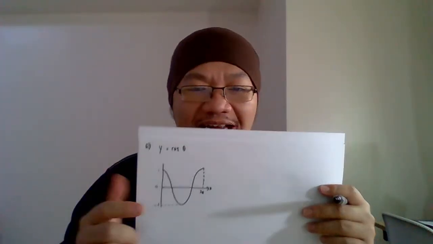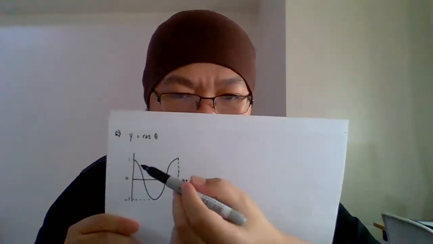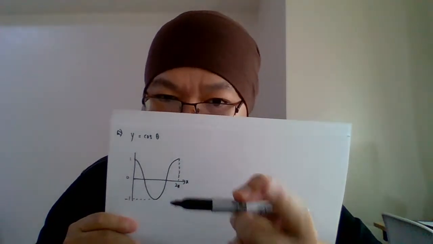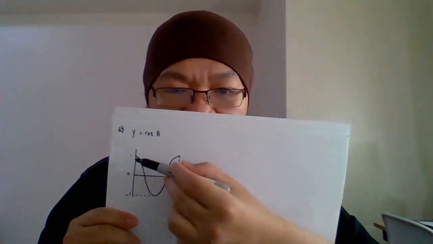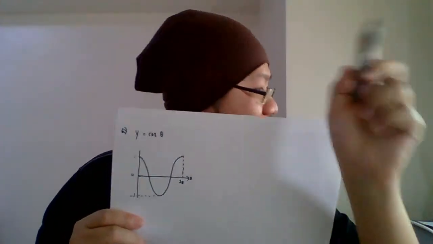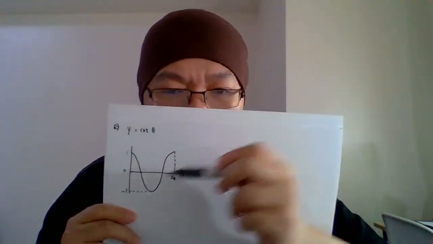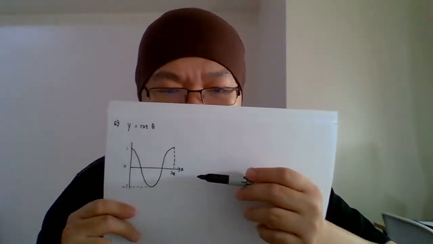For number 3, y equals negative cos theta. Negative cos theta means you look at the cos theta first, right? I told you, don't bother about the negative. Just draw the cos theta, 1, 0, negative 1. Now, what is meant by negative? Negative stands for reflection of the graph against the x-axis.